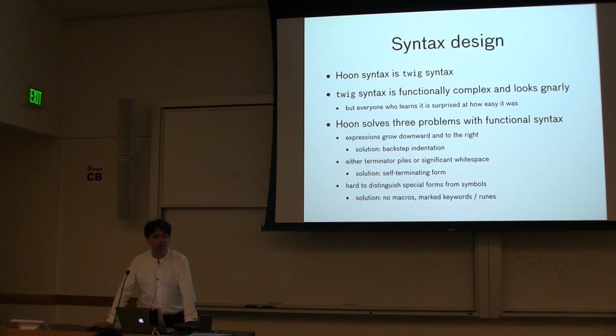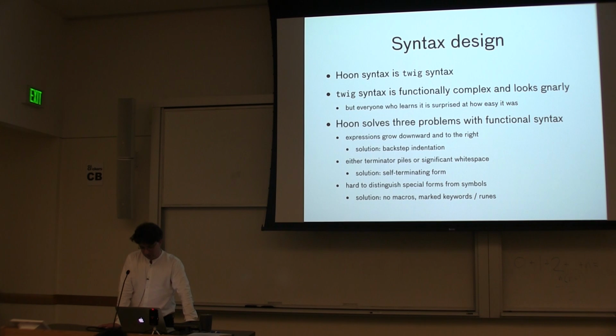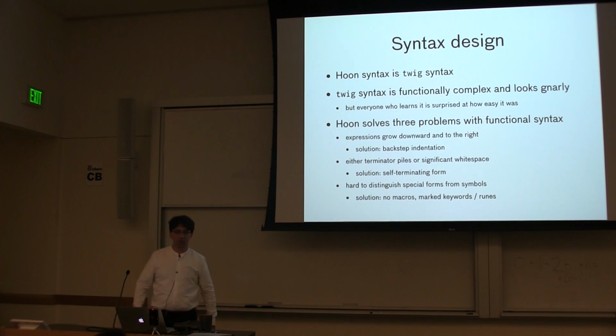Syntax design. Let's go into the syntax. Hoon has a very unusual syntax, as you've seen already. A lot of people think it looks pretty gnarly. There is a reason for doing this gnarly thing. The reason is that there are basically three problems that you see in a lot of functional languages that are syntactic problems. One problem is that expressions slope downward and to the right, and so they keep attacking your right margin if they get too complicated.